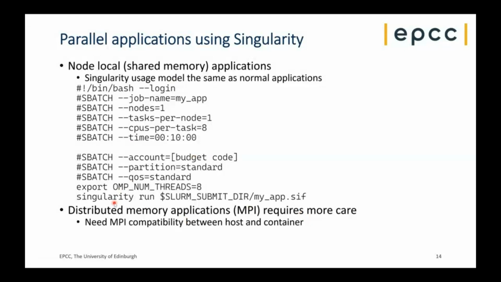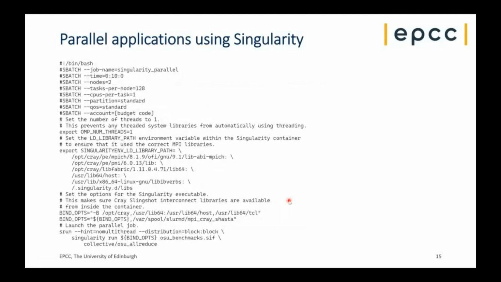So here's an example. If I just want to run my container, my application inside a single node using all the cores inside the node, I can just run it like this, Singularity run container name, and that will work perfectly fine. If I then want to go across nodes, if I want to use the network and do MPI or more complicated things, it gets more complicated. You have to specify specific library paths and bind things correctly, and you have to do all this kind of stuff.